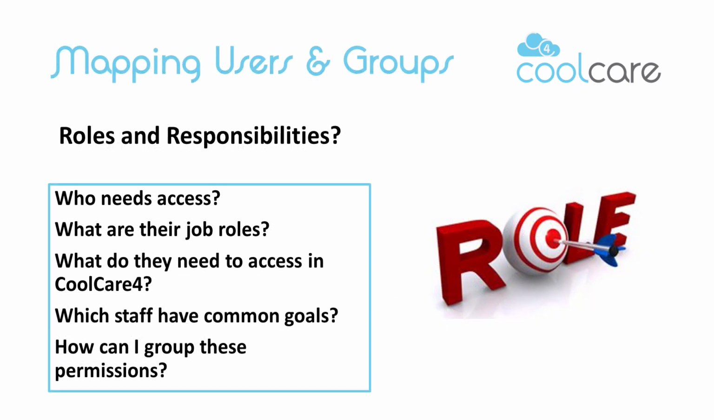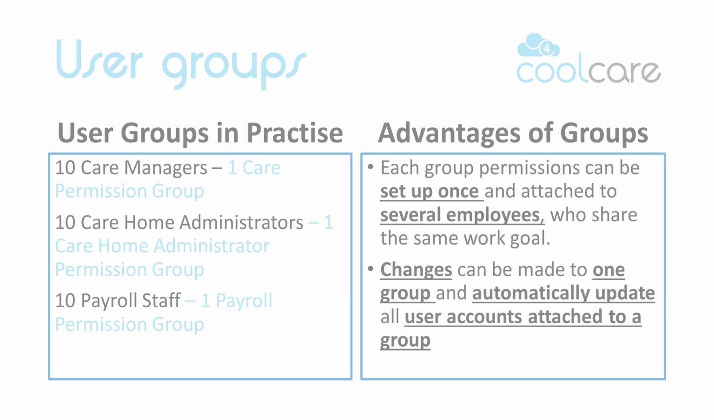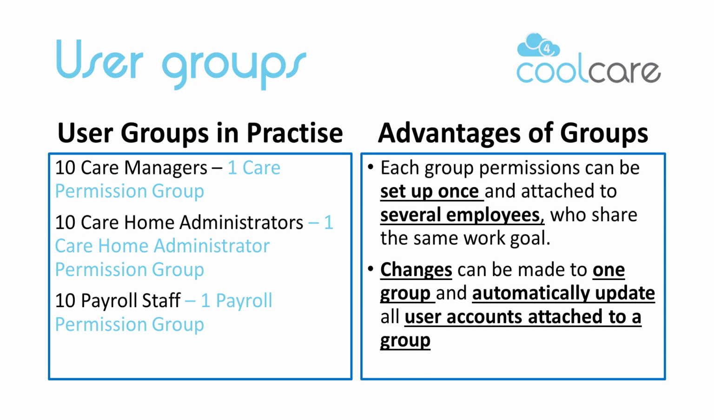First of all, list who needs to use the system and map out the group positions that are required by job role or department. You can then set up groups for each job role or department function and then attach individual user accounts to these user groups. This saves time because you can attach one group permission to several different employees.